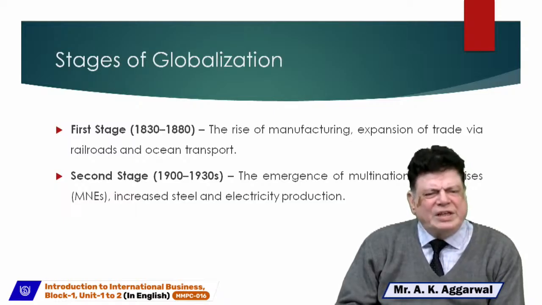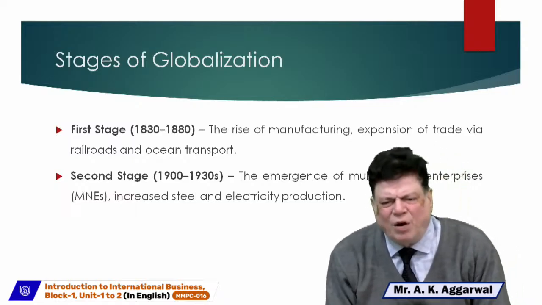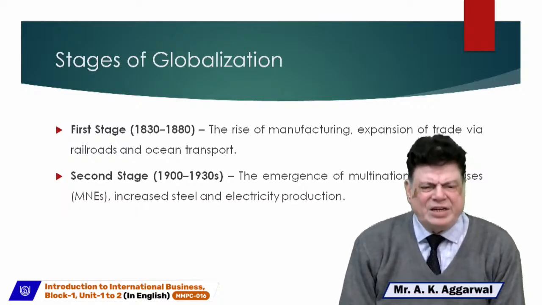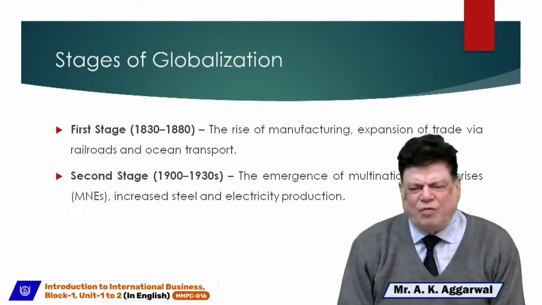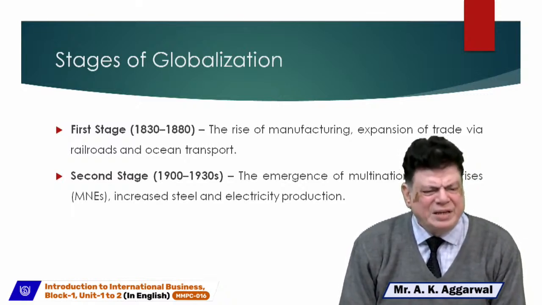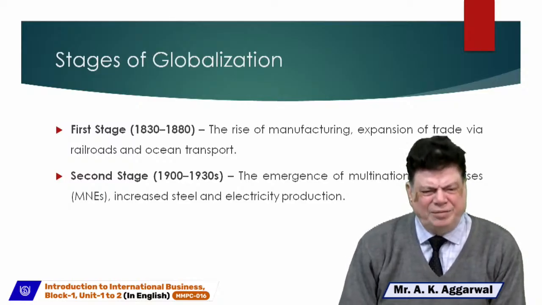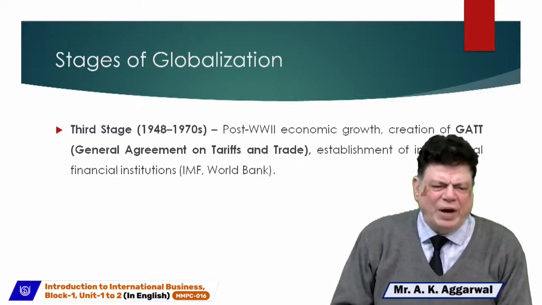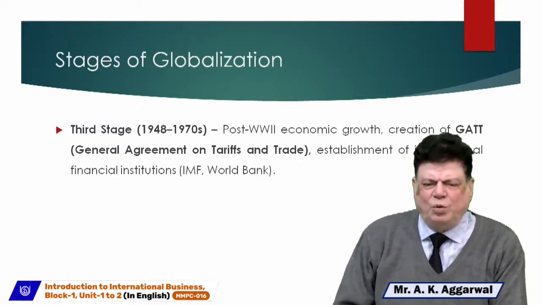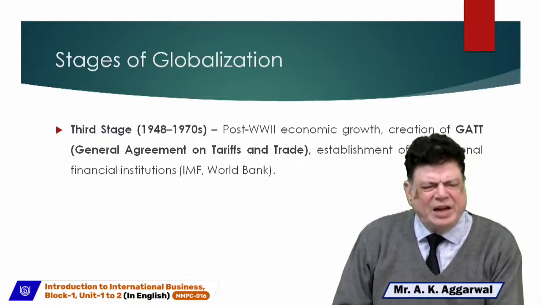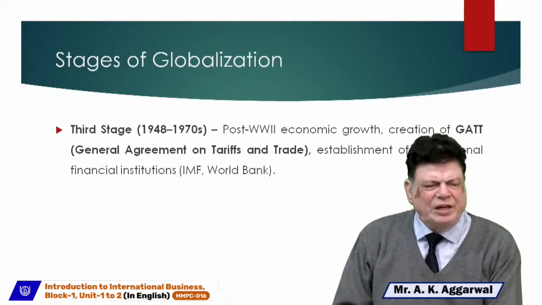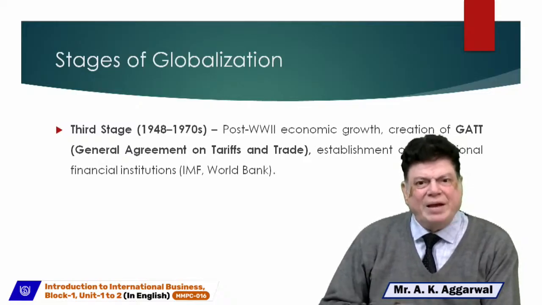Now, first stage says the rise of manufacturing, expansion of trade via rail routes and ocean transport. Second stage says the emergence of multinational enterprises, MNEs, increased steel and electricity production. Third stage is 1948 to 1970: post World War II economic growth, creation of GATT, General Agreement on Tariffs and Trade, establishment of international financial institutions, that is IMF, World Bank.